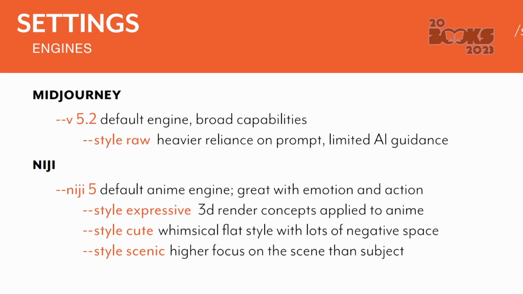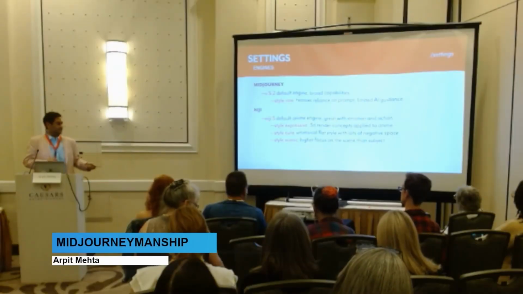And then Niji is their anime engine, and version 5 is the current version. They have the expressive style, cute style, and the scenic style. Niji 5 is the default anime engine. Sorry, first time using this tool. So you have more 3D render concepts there. Cute holds true to the name, it's very cute. And then scenic will prefer the scene over the subject.